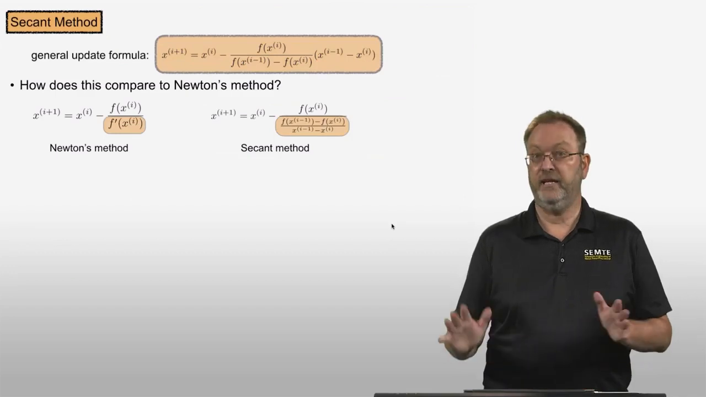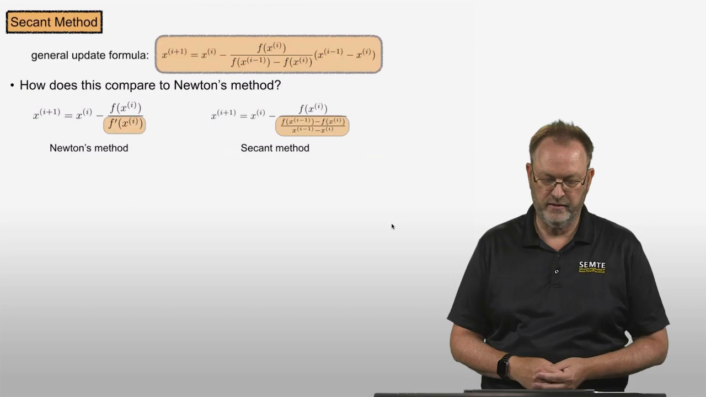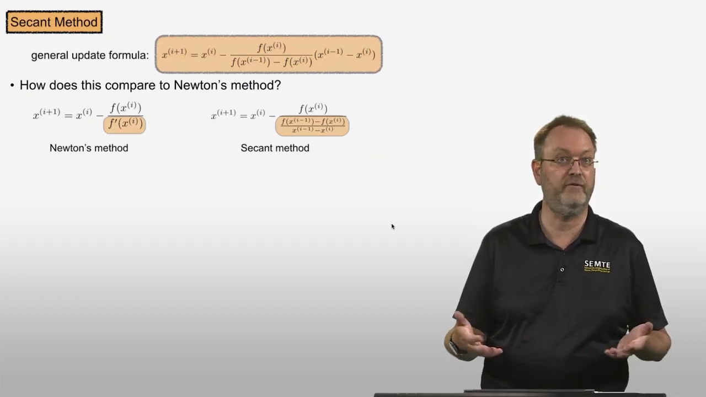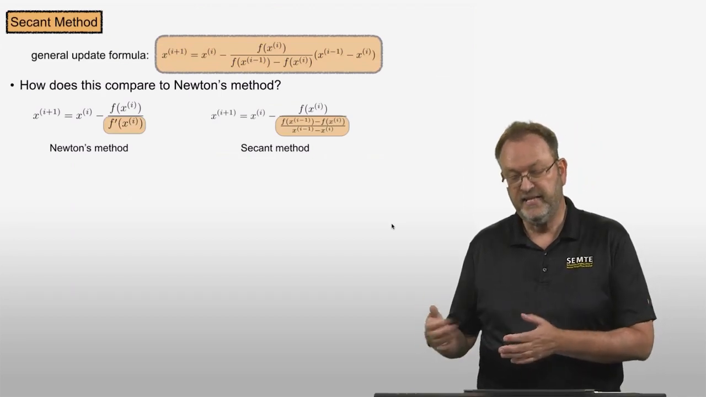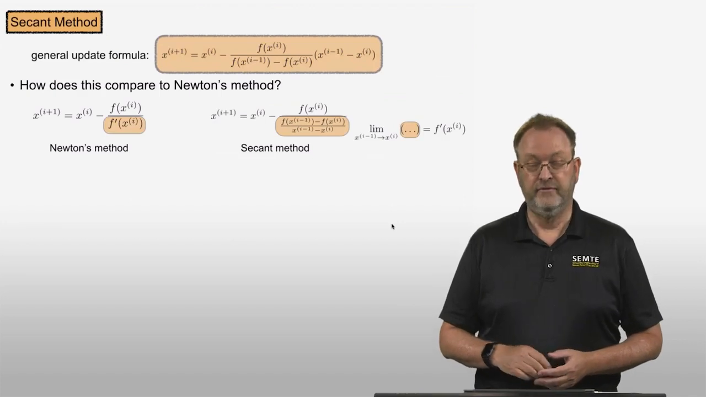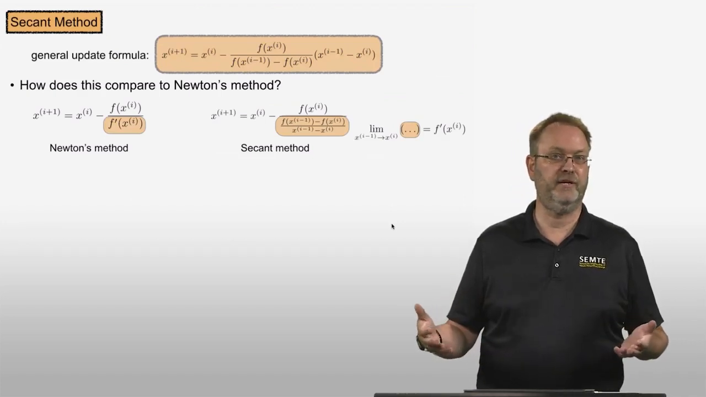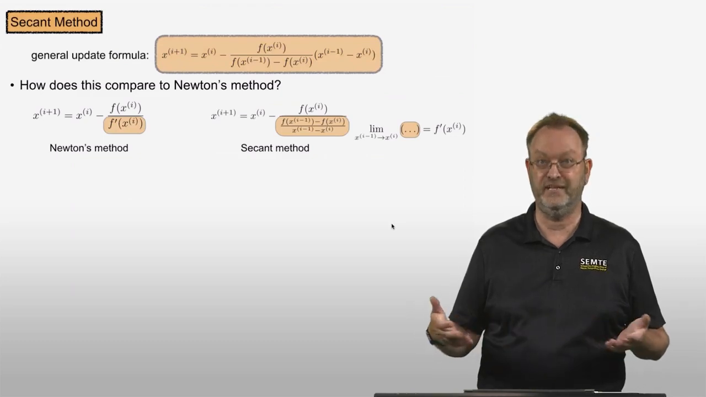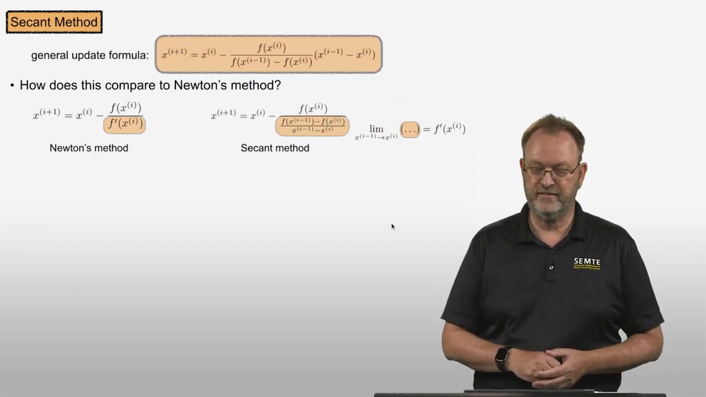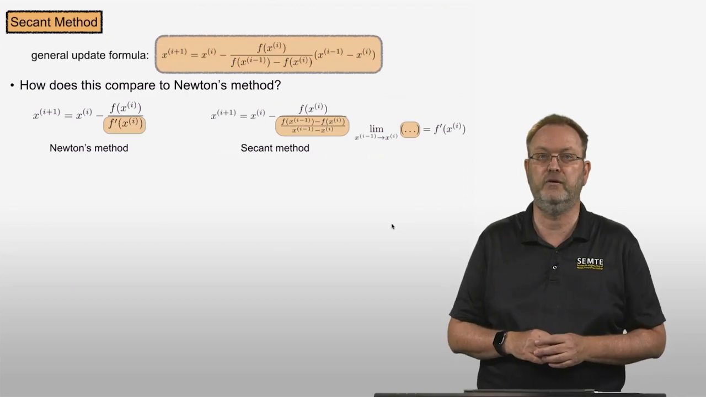So now everything in these two formulas is the same except for the denominator. In Newton's method, there is the analytical derivative f prime evaluated at xi, and in the secant method, there is this fraction. Now, if you remember from calculus, what is the definition of the derivative? Well, it turns out the definition of the derivative, the analytical derivative f prime, is exactly what's written here in the secant method in the limit of the 2 points coming infinitely close to each other.